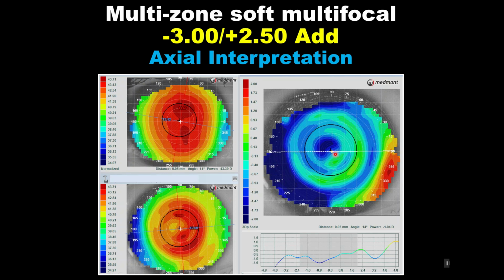So here you can see the most minus in the center, then it looks like another ring of maybe plus, then more minus, then more plus, then more minus.